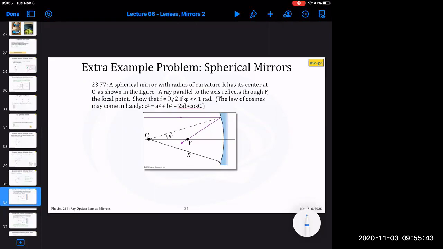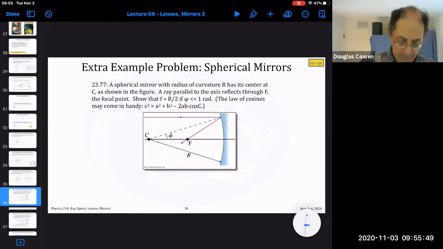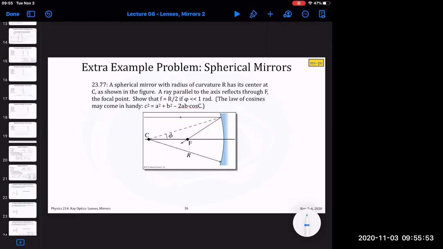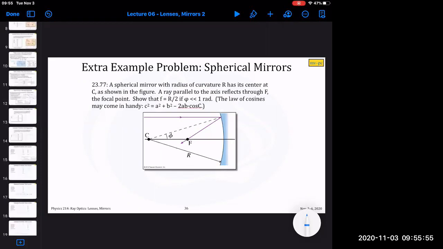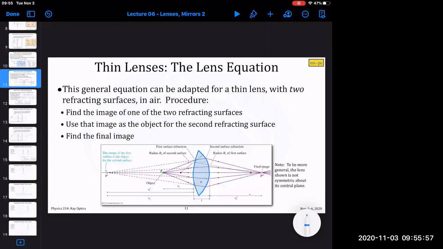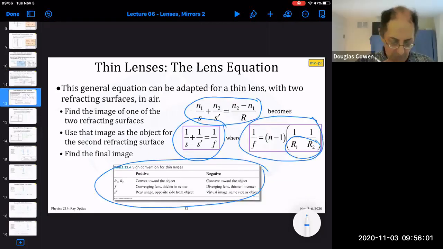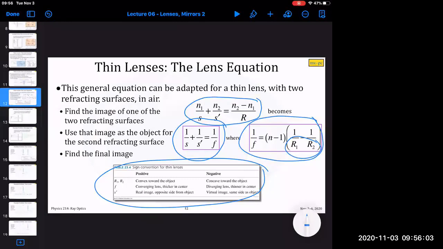Sir, about the lens maker formula, n minus 1, 1 by R1 minus 1 by R2. Yep. So R1 is the first side where the light hits, or is it the second side from where the light comes out? Which is R1 and which is R2? Is that what you're asking? Yeah.